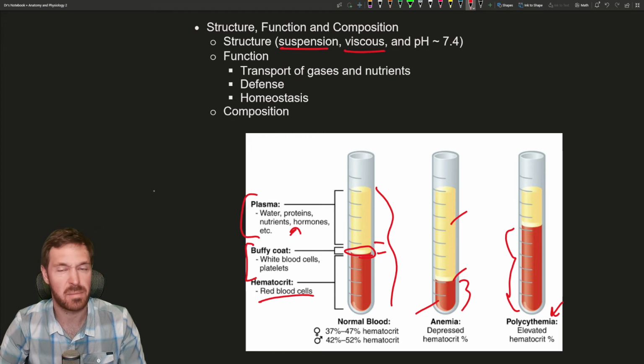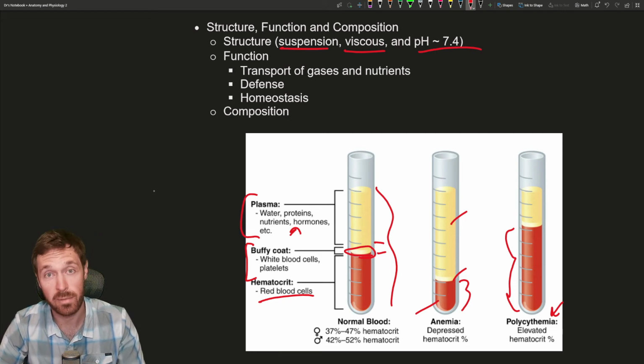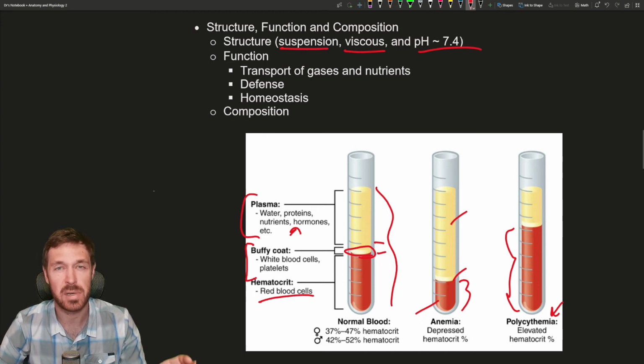Blood is also viscous. It's about 3 to 4 times more viscous than water. Viscous means it's a little thicker, and it has a slightly alkaline pH. The pH is rated around 7.4. We talked about that carbonic acid bicarbonate buffering system. So it stays right between 7.35 and 7.45, and that's where it likes to be.